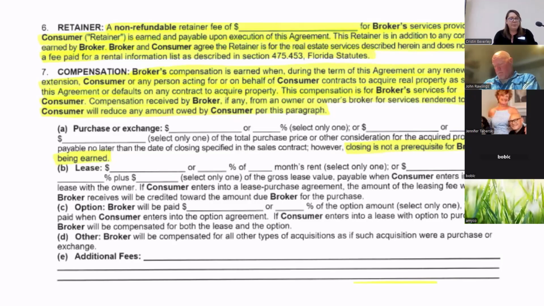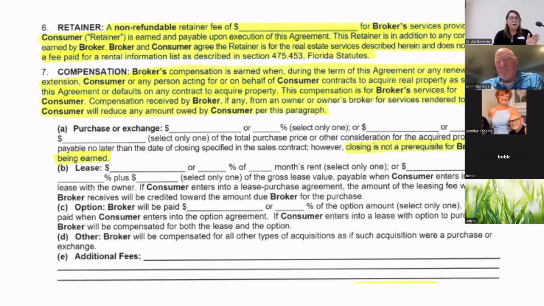So it says a non-refundable retainer fee of, I don't know, whatever you might decide to charge, for the broker services provided for the consumer is earned and payable upon execution of this agreement. This retainer is in addition to any compensation earned by the broker. Broker and consumer agree the retainer for the real estate services described herein and does not constitute a fee paid for rental information list as described in section 475.453 of the Florida statute, if everybody remembers that from pre-license.